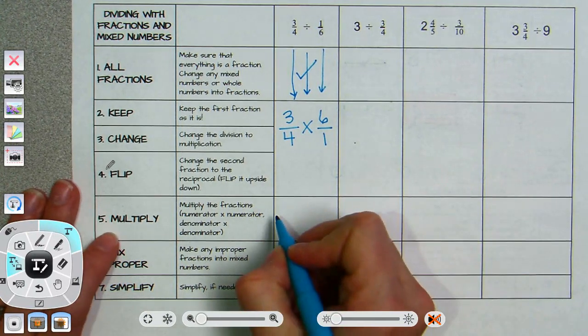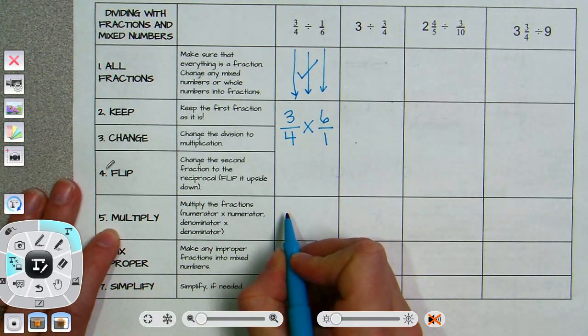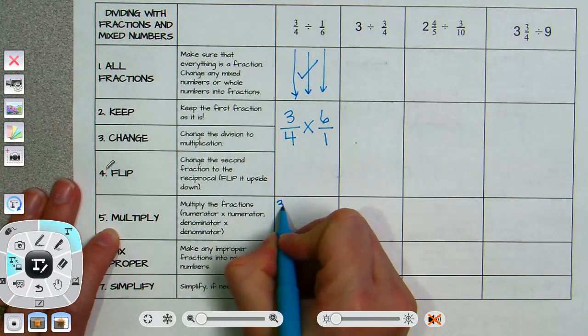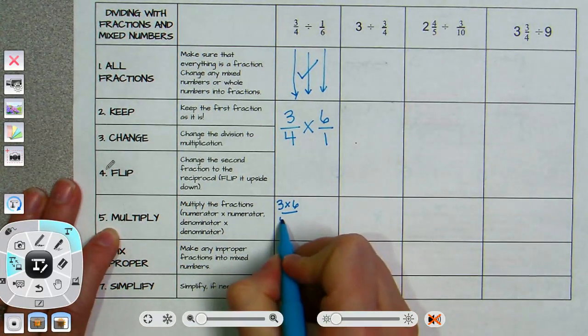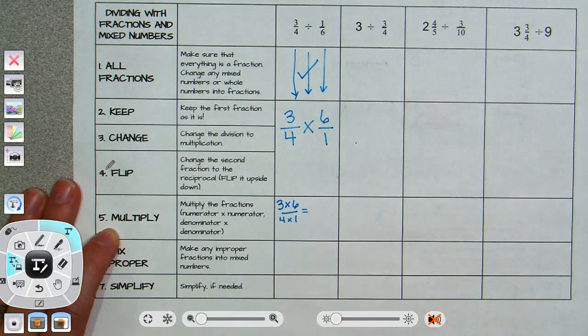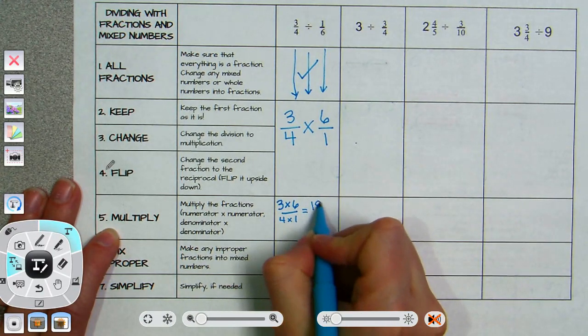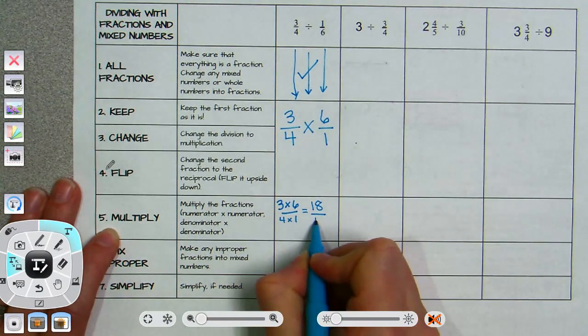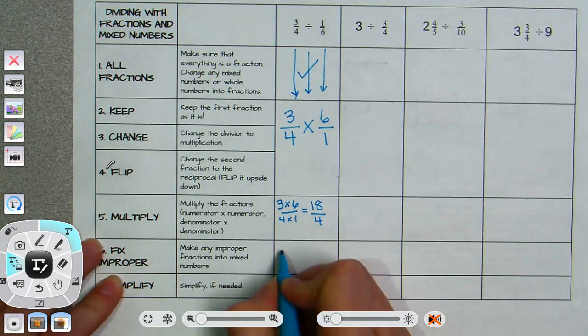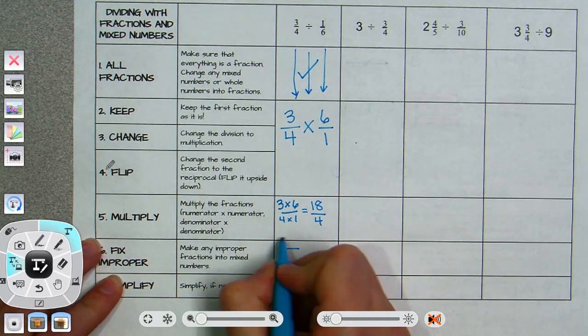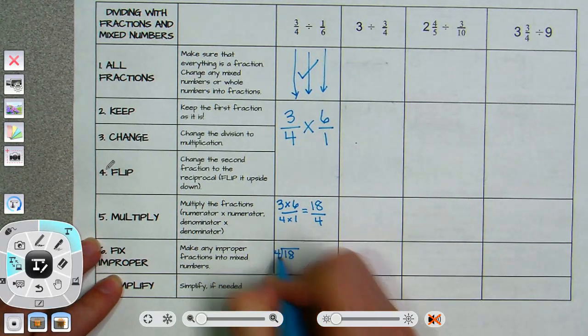Okay, next, step 5, we're going to multiply these two. Now, some people think it's helpful to rewrite it as 3 times 6 all as the numerator and 4 times 1 as the denominator. But if you want to skip this step and just multiply the numerators and denominators in your head, that's fine. We get 3 times 6 is 18 over 4 times 1, which is 4. Step 6 says fix it if it's improper. 18 over 4 is definitely improper, and to fix this, we're going to divide. We're going to do 18 divided by 4.